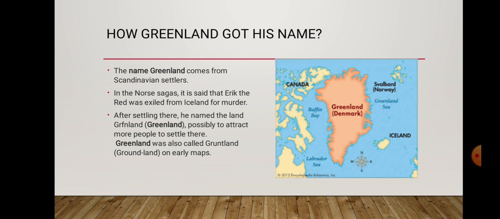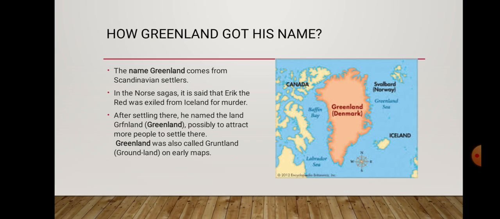Okay, and how did Greenland get its name? The name comes from the settlers from Scandinavia. The people who came from Scandinavia gave the name Greenland, possibly to attract tourist people. But it is not green, it is completely snow throughout the year.